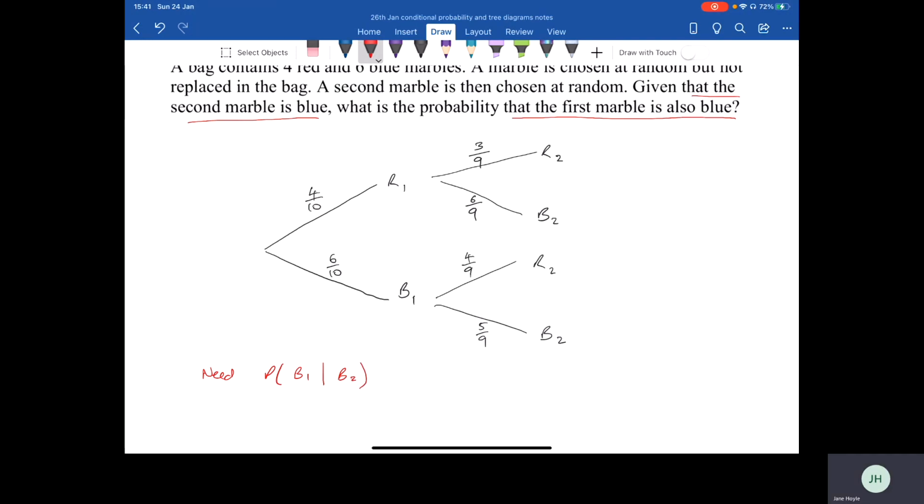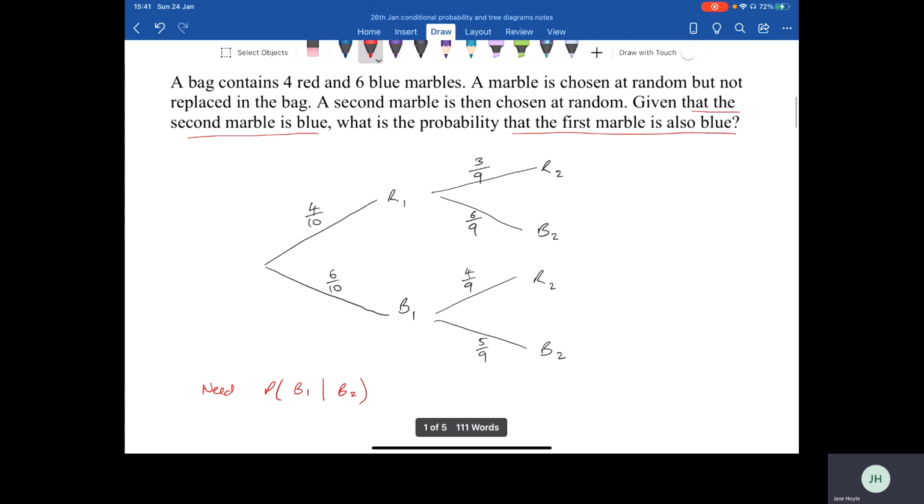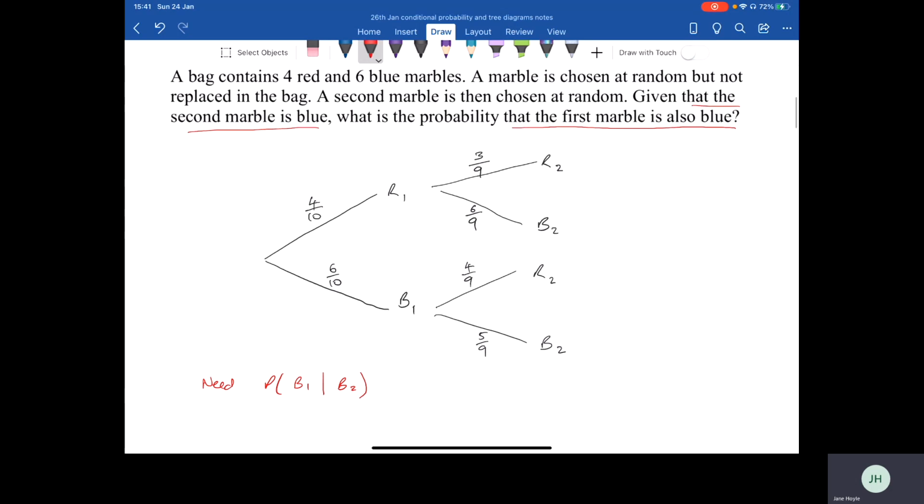So slightly odd maybe, or there's a potential confusion, because the given statement is actually written first, but that's fairly common. So you always need to write this statement here as the probability of the first thing given the second thing.